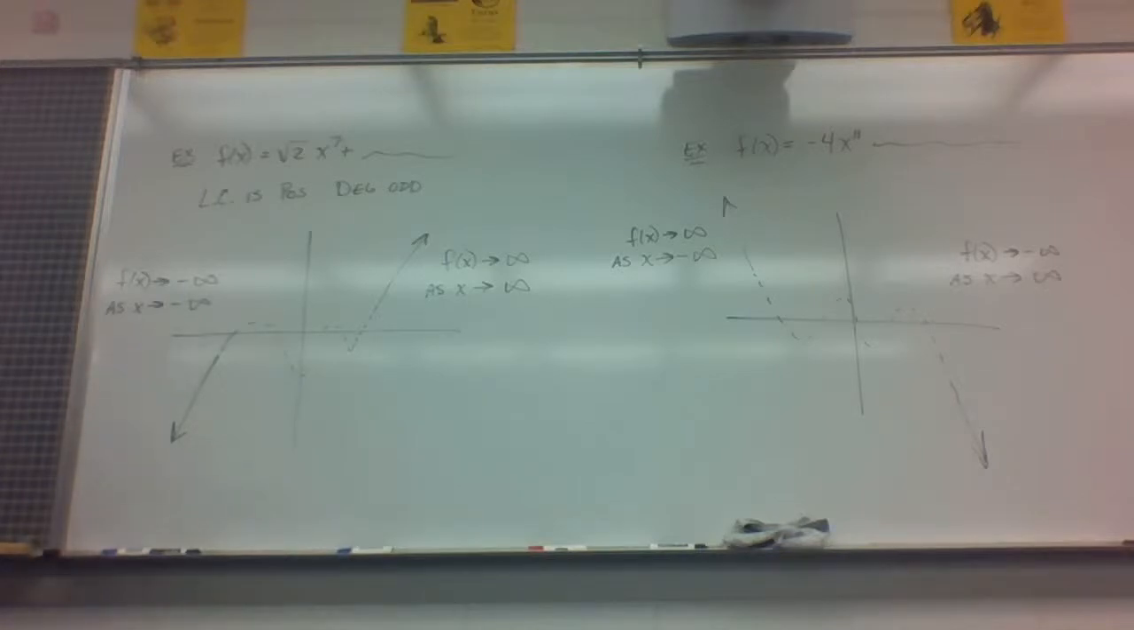So it's pretty easy to remember. If the degree is even, both of the end arrows are going to go one direction or another. It's pretty easy to remember which one's which. If the leading coefficient is positive, it goes up. If the leading coefficient is negative, they go down. That one's not too hard to remember.